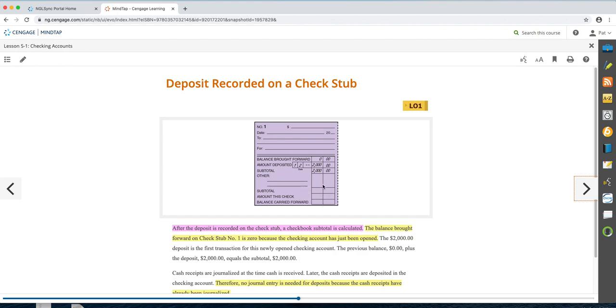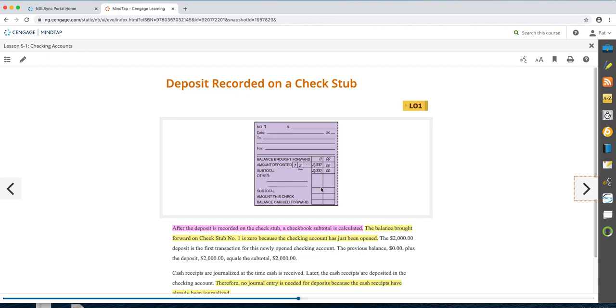We leave this part blank because we haven't written the check. We're just recording the deposit on the check stub. We usually record the deposit on the next check stub available. These lines would be for interest or service charges. We would add and subtract when necessary on that check stub when those occur.